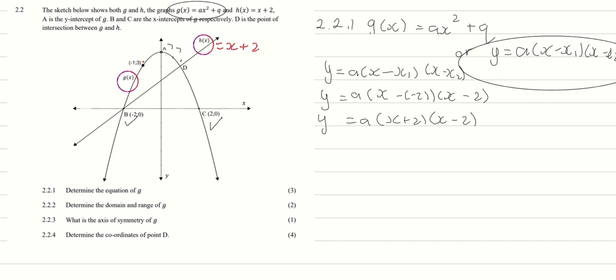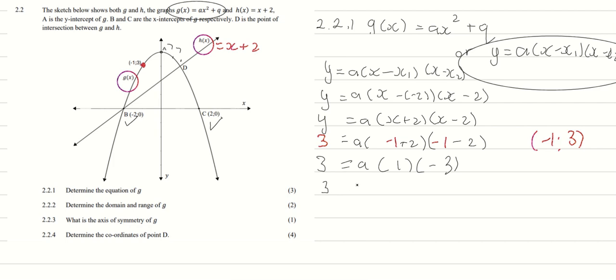Lucky for us, they give us this point over here, (minus 1; 3), and so I'm going to substitute minus 1 and 3 into this equation. So when y is 3, x is minus 1. From here, 3 is equal to a, this will give us 1, this will give us minus 3, so 3 is equal to negative 3a, which makes a equal to negative 1.